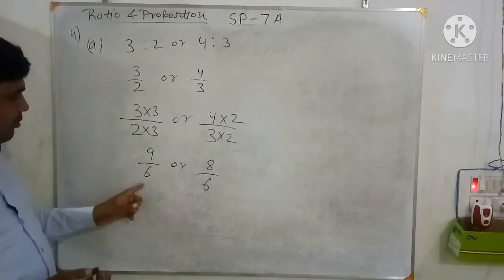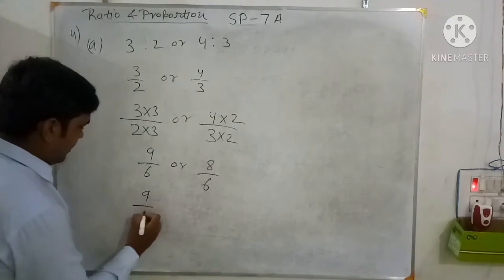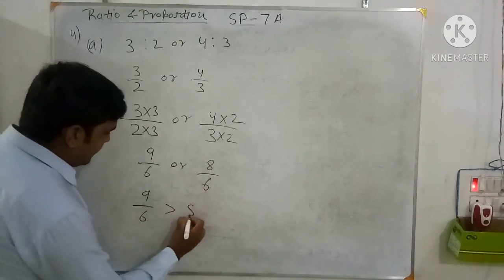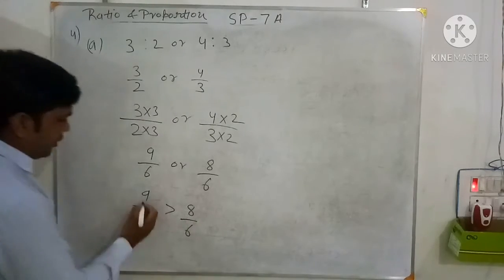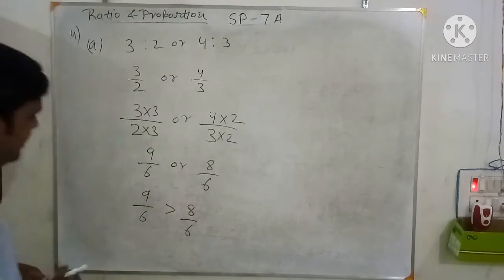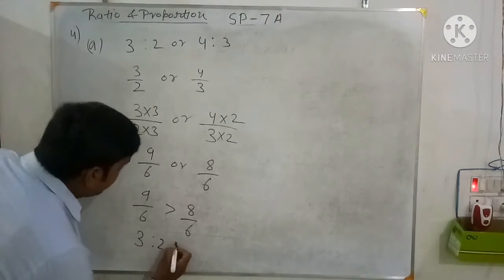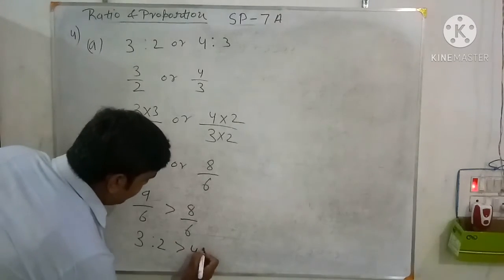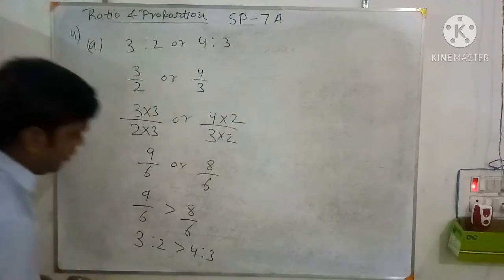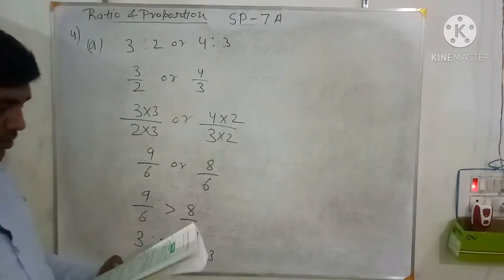Now see the denominators are the same, so we can compare the numerators. 9 is greater than 8. So this implies that 9 by 6 is greater than 8 by 6. The fraction 9 by 6 is the equivalent of the ratio 3 is to 2. So we can write that 3 is to 2 is greater than 4 is to 3. Now we got the result. Similarly, you can do the remaining questions also.